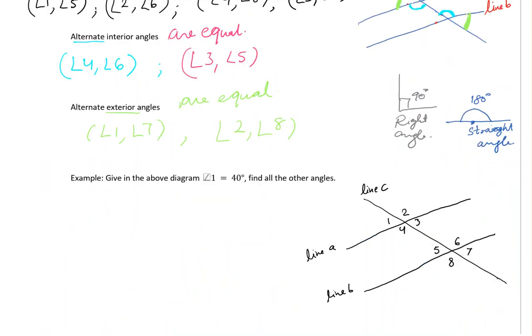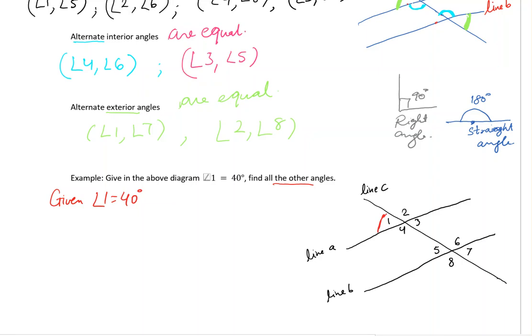Alright, so let's take a moment and try to apply all this information that we just learned in order to solve the next problem. Given in the above diagram, angle 1 is equal to 40 degrees, find all the other angles. I have already redrawn the diagram here. So given angle 1 is equal to 40 degrees, and we have to find all the other angles. All right, so angle 1 is 40 degrees.